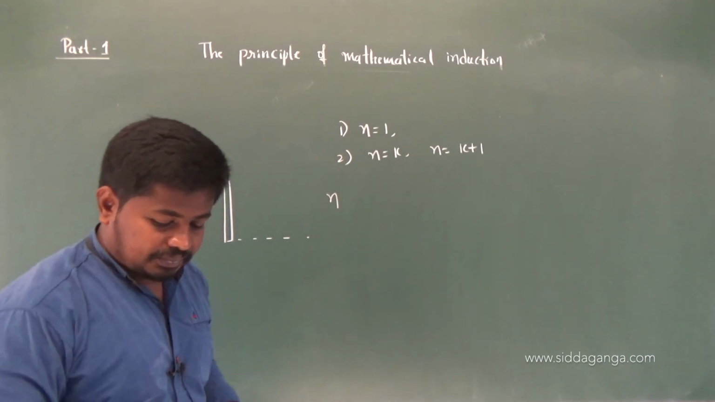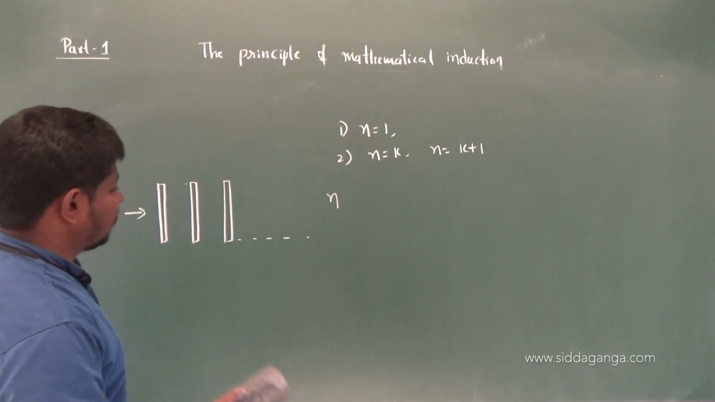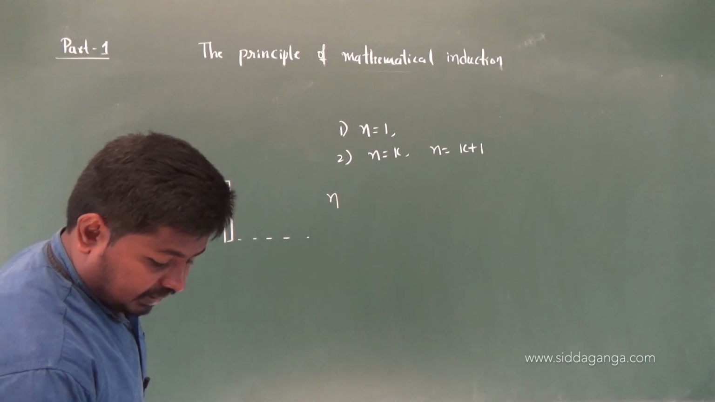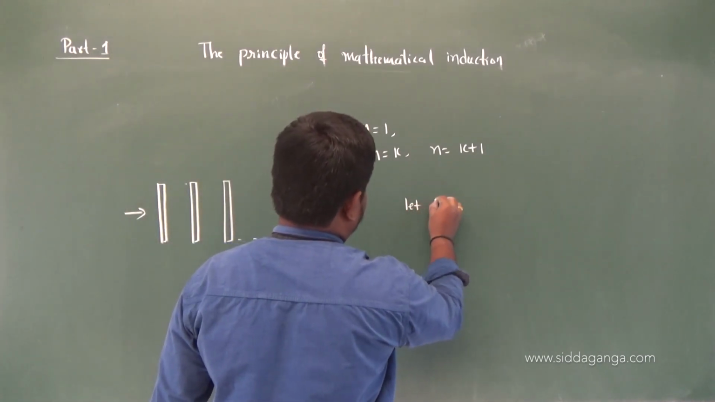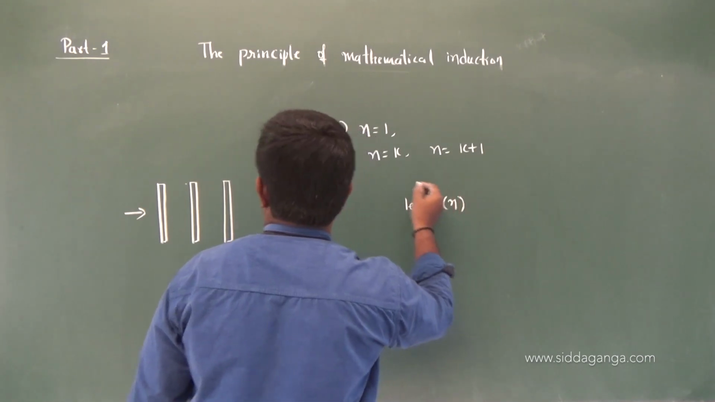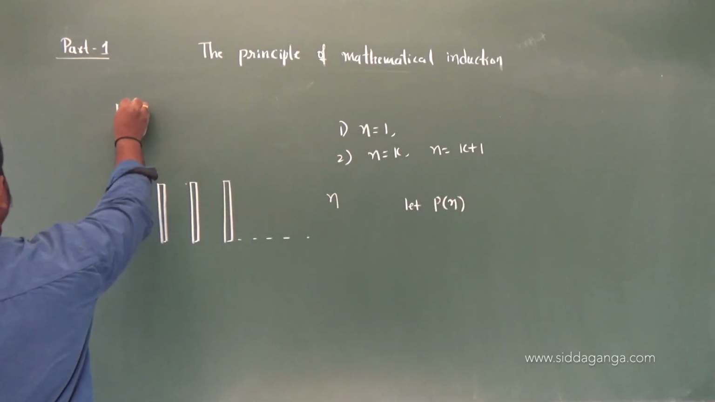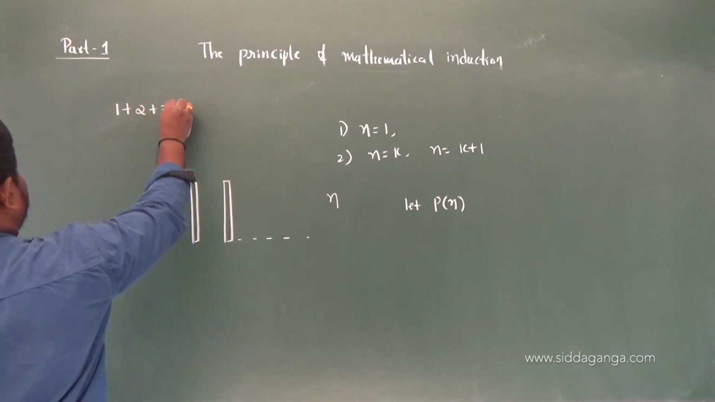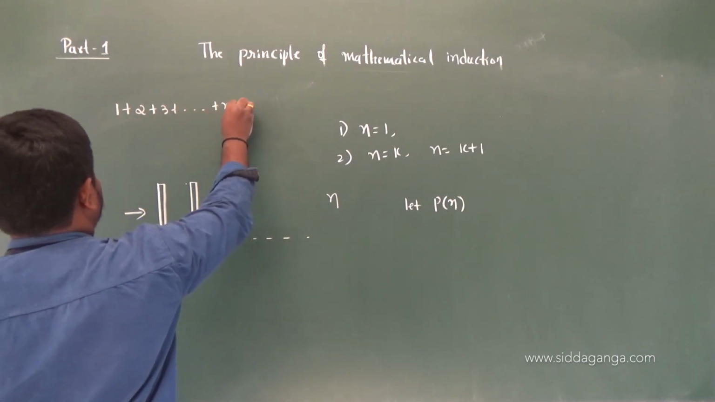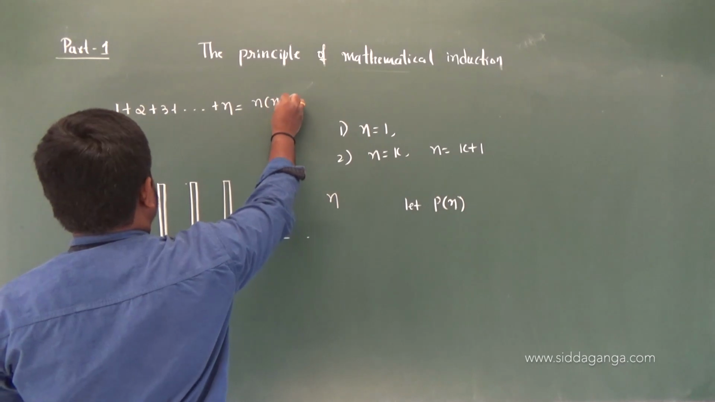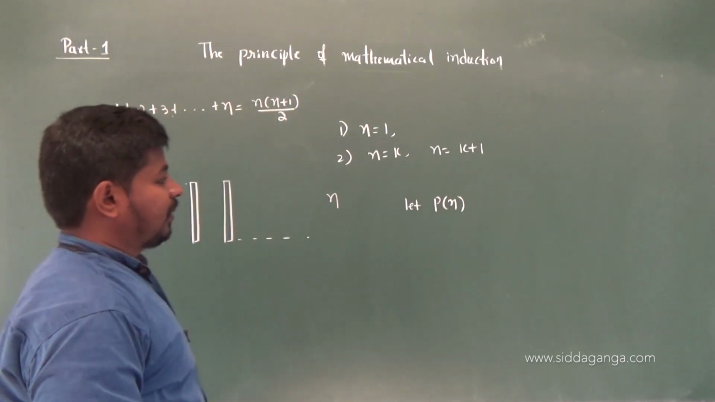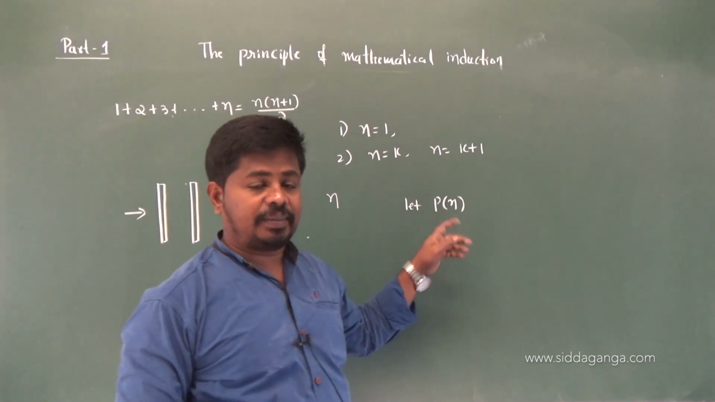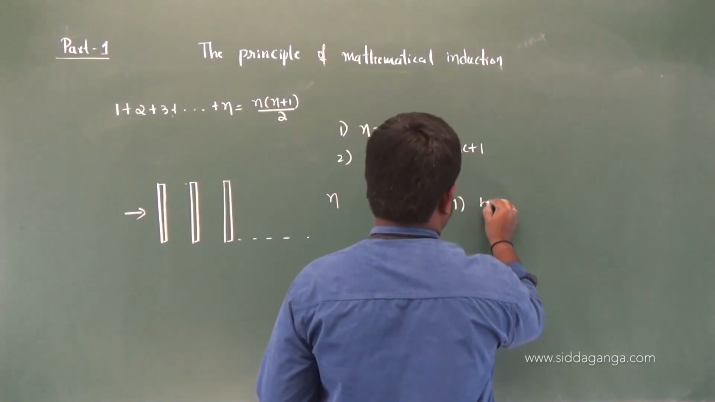So this leads to our principle of mathematical induction. What does it say? This says that, let P of n be the given statement. P of n in the sense what? Just what I have written here, no? That's the sum of first n natural numbers is equal to n into n plus 1 by 2. This is what I am going to take as P of n. P refers to what? Proposition, the statement, right? So P of n be the given statement.